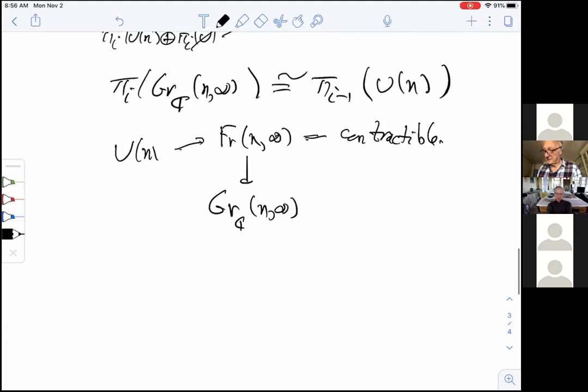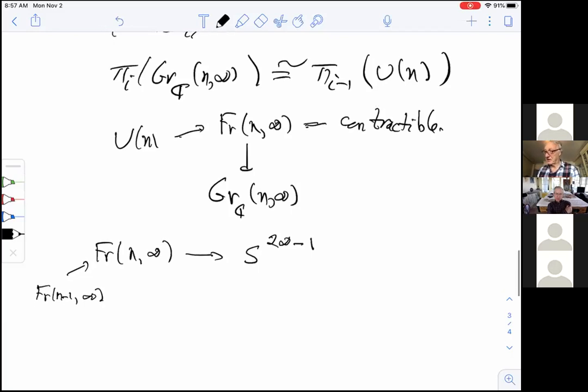The idea is that if you have an n-frame in infinite space, you can simply get a unit vector by taking the last element of the frame, and that's a fibration. The fiber is n minus 1 frames in infinity minus 1 space, but that's still infinity. By induction, you argue that this is a contractible space.